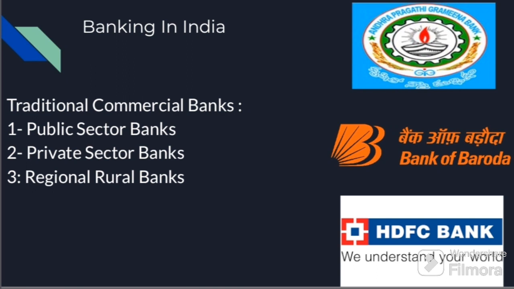There are various types of banks. Let's have a look at some of them. Traditional commercial banks. These include public sector banks, private sector banks, and regional rural banks. Public sector banks. The government is the major shareholder in public sector banks. In India, the nationalized banks and regional rural banks come under these categories. Examples are State Bank of India, Bank of Baroda, Punjab National Bank, etc.